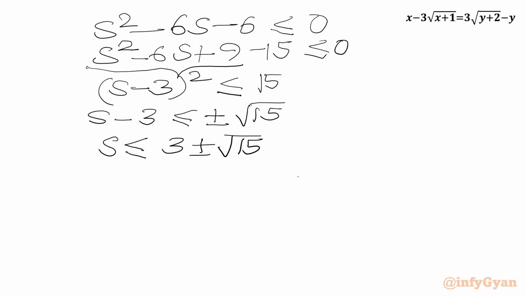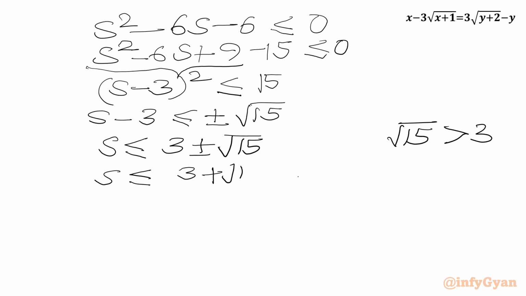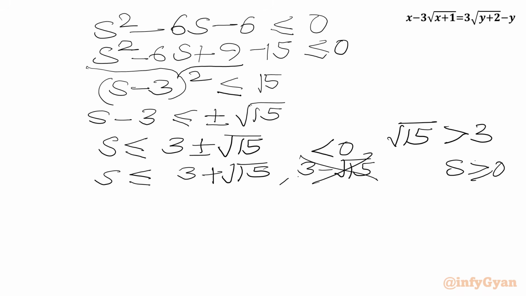Now we know that square root 15 is greater than 3. So 3 minus root 15 would be rejected. Let me write here, less than or equal to, either we will write 3 plus root 15 or 3 minus root 15. As per our condition, S must be non-negative. So this is negative, we will reject. Now this is the maximum value of S. I will write S max equal to 3 plus square root 15.